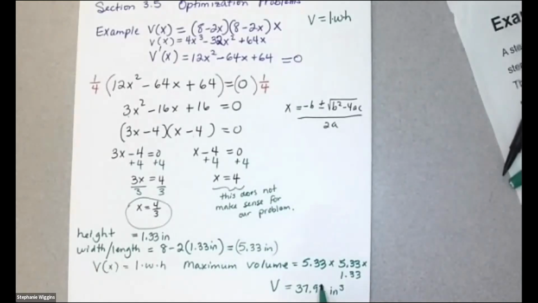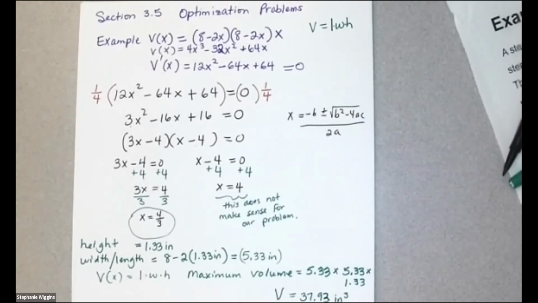Actually, I just looked at my notes here. It's 37.93. There we go. All right. So that's an example of an optimization problem. We want to optimize volume.